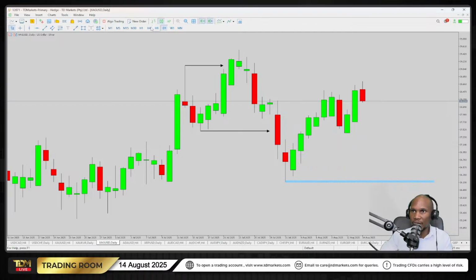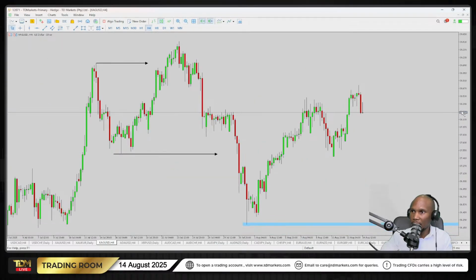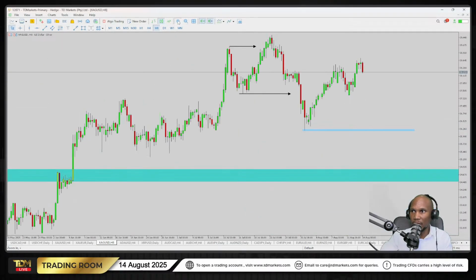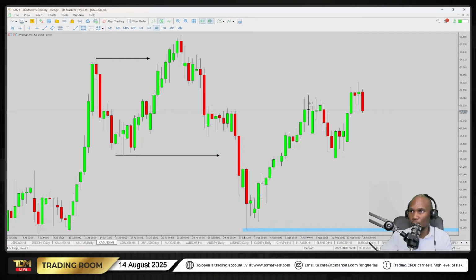So if you take a look at your 4-hour time frame now, a couple of things that we're going to look at. First things first, we want price to break below this whole zone.